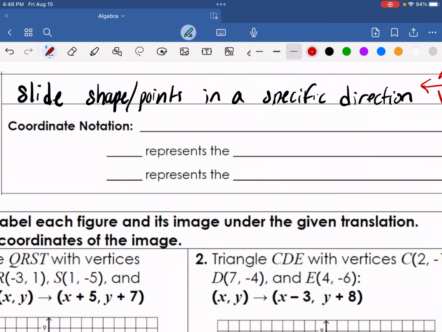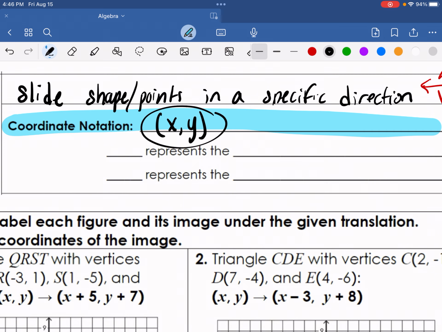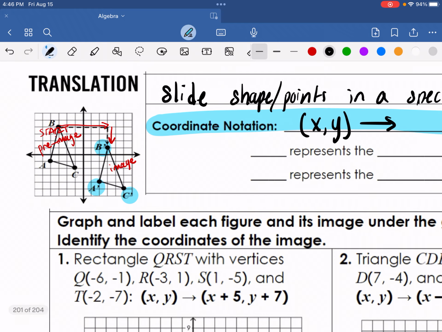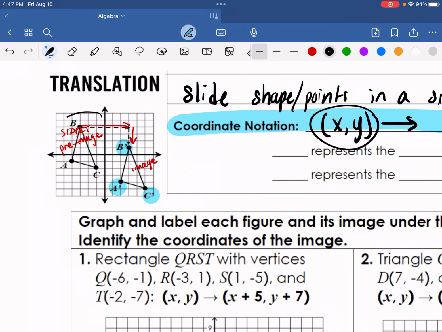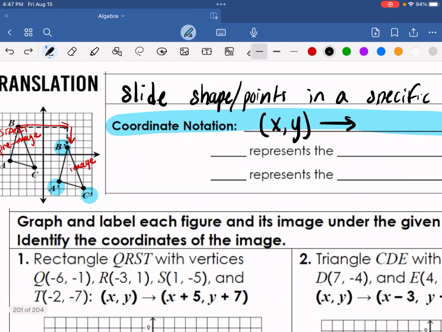Okay, coordinate notation is the directions, but in math symbols. So how is the shape going to move? I need you guys to write the whole thing. So it is going to be x comma y. Yes, you have to write this part. And then you put an arrow. It means it's translating. It's moving. So what this means, x comma y, is that these points, the A, the B, the C points, are moving. The arrow means they're translating.